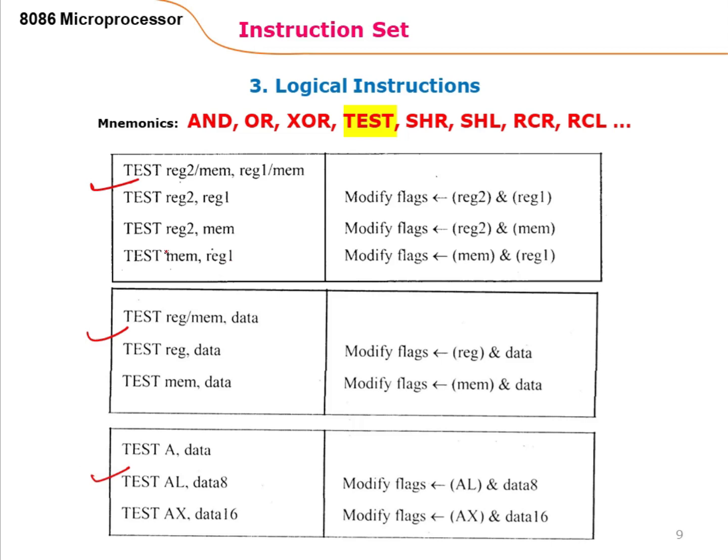So here what is the difference? By testing these two registers, the ANDing is done and the flags are modified here. So modification of flags takes place in each result. So the result is considered as a modification of flags, and by checking the flag values, we can use this in some decision making statements.